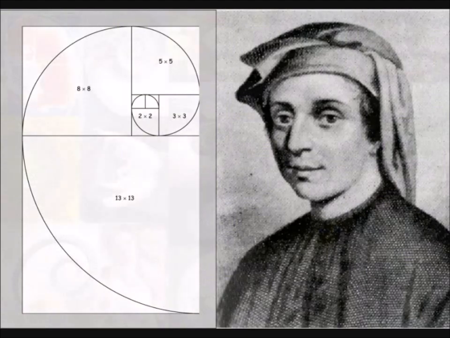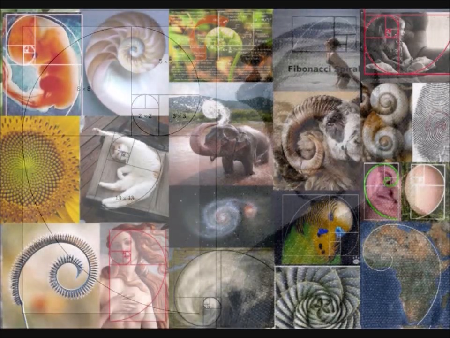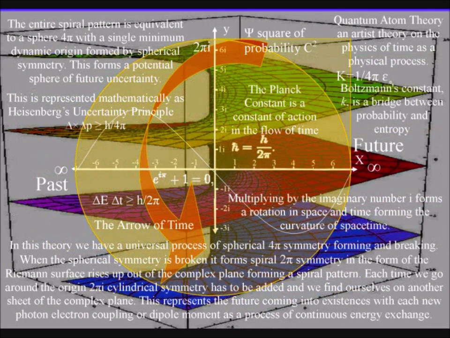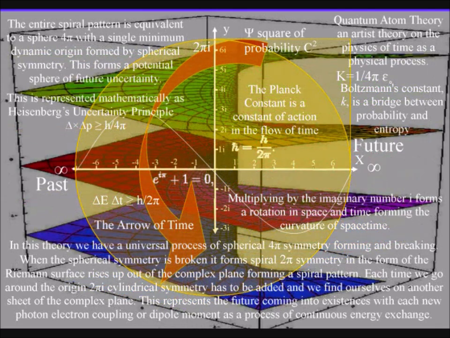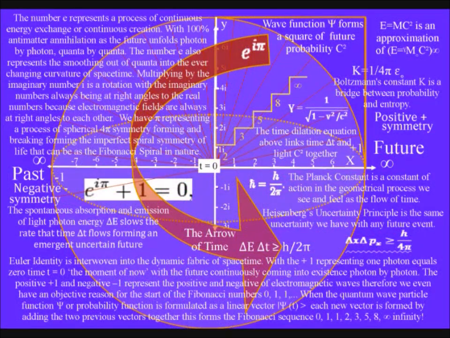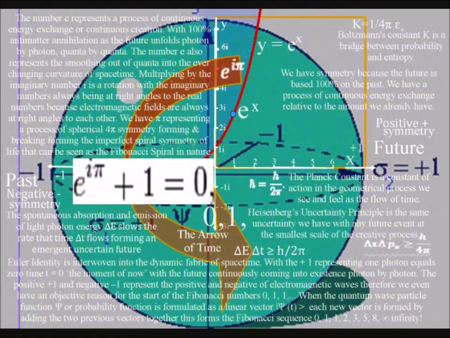In this theory, we have the Fibonacci numbers in nature, not because of economy of growth or space, but because time and space is being formed by the geometry and therefore the mathematics of this dynamic process. As can be seen on the diagram, we already have 0, representing the moment of now, time equals 0, with +1 and -1 representing the positive and negative of electromagnetic waves. Therefore, we even have the start of the Fibonacci sequence in the diagram.